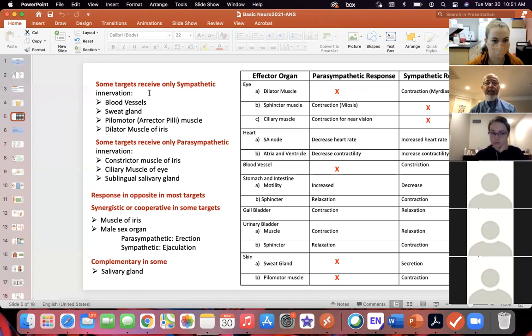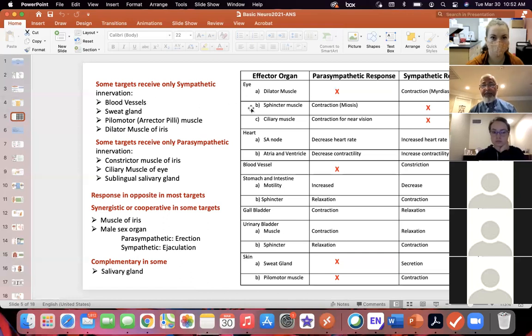But there are some targets which receive only sympathetic. There is no parasympathetic innervation to those targets. For an example, blood vessels. Blood vessels receive only sympathetic innervation. They don't receive any parasympathetic. At the beginning, we said most of them will get both sympathetic and parasympathetic, and in most of the cases they will produce different, opposing responses. But the exception is there are some structures like blood vessels. Now, if you have a sympathetic stimulation, what will happen? The blood vessel will be constricted. Okay, blood vessel will contract.